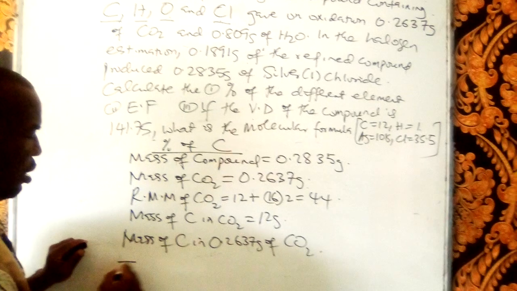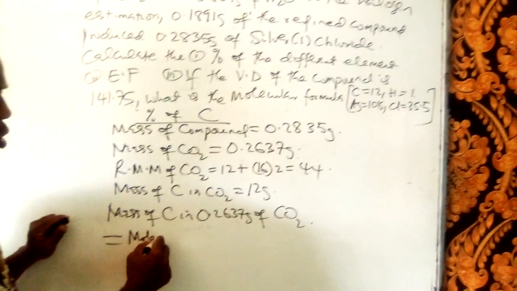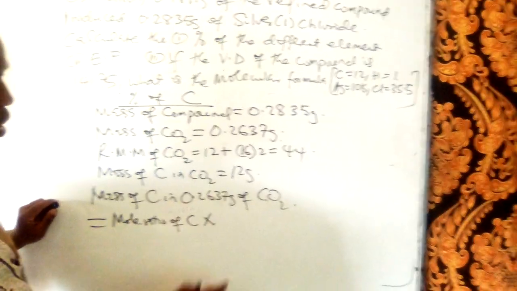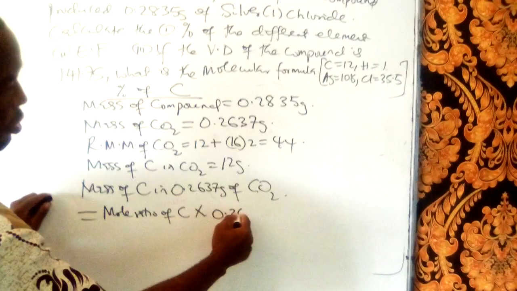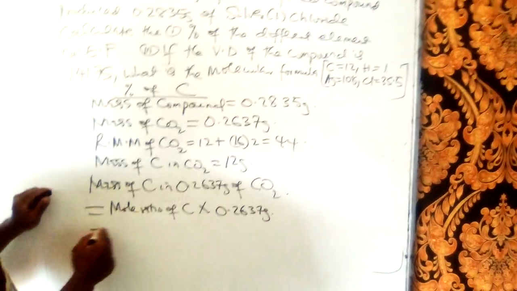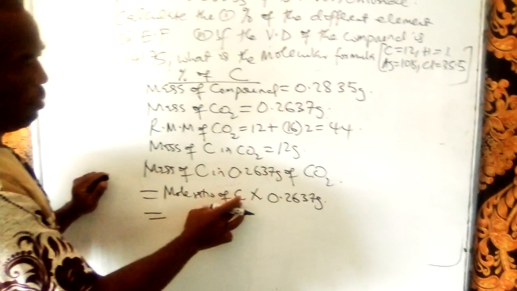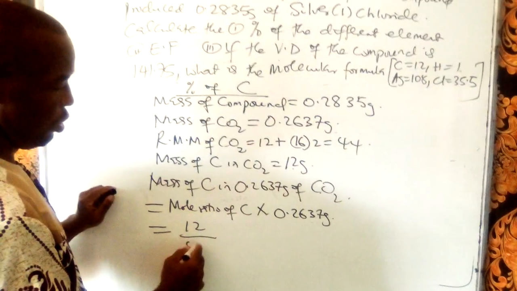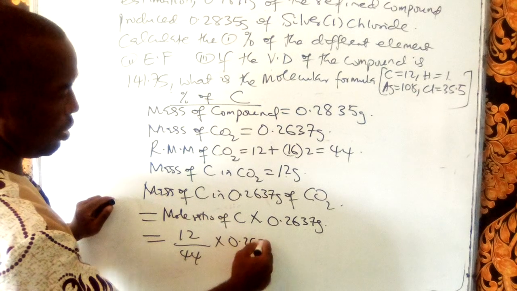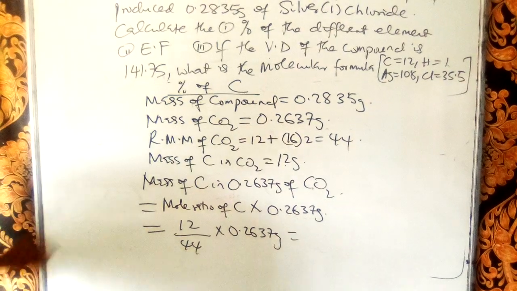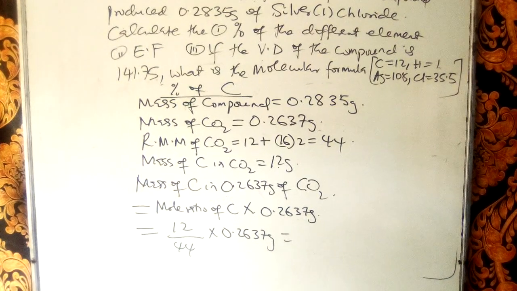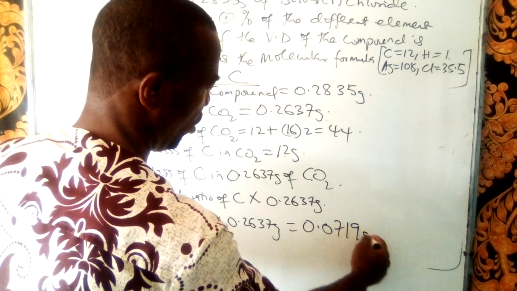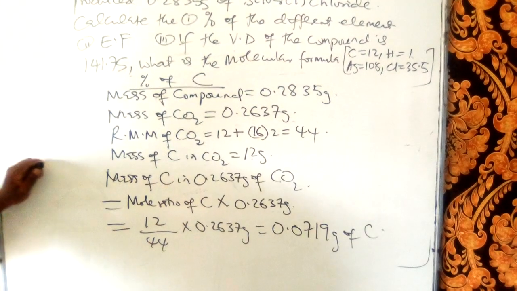How do we do that? We take the mole ratio of carbon multiplied by the mass of carbon dioxide, which is 0.2637 gram. And mole ratio, as I said before, is obtained by using the mass of the element, which is 12, all over the molecular mass of the CO2, which is 44, times 0.2637 gram. So when we do that, we're going to have, by calculator, 0.0719 gram of carbon in the compound.